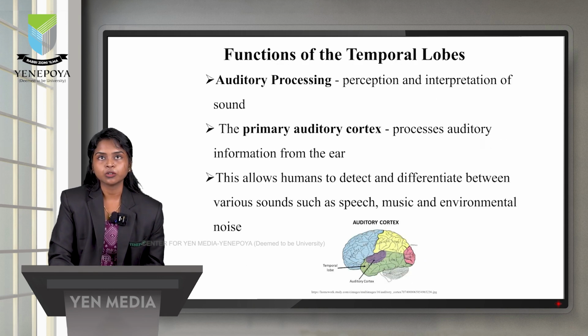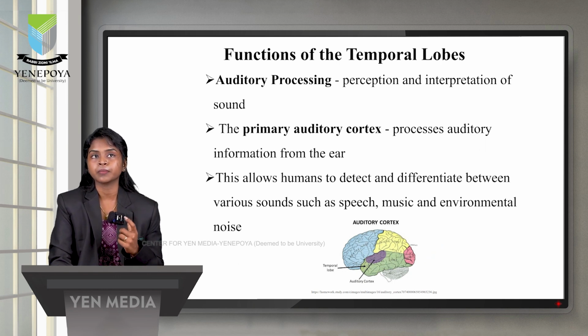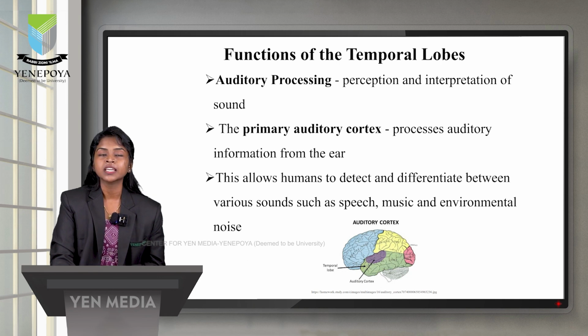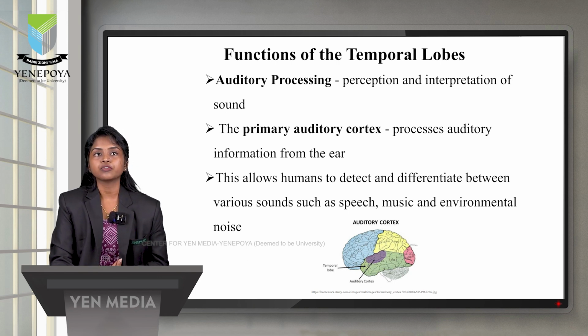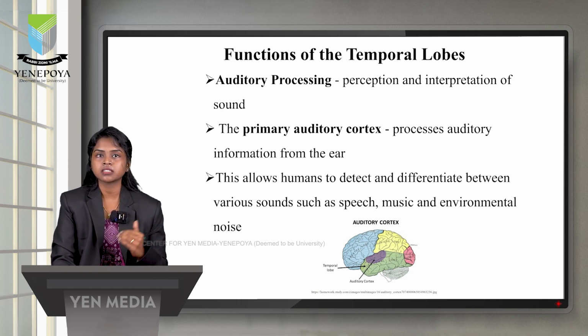So the functions of the temporal lobes. The first and foremost is auditory processing. That means the perception and interpretation of sounds is done via the temporal lobe. Next is the primary auditory cortex, which processes auditory information from the ear. This allows humans to detect differences between various sounds such as speech, music and environmental noise.